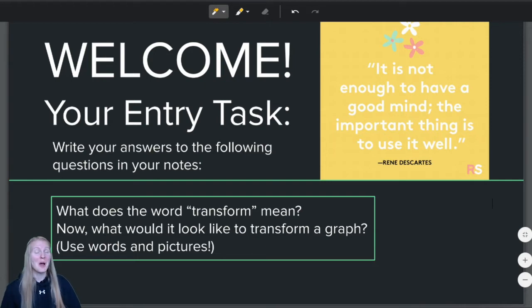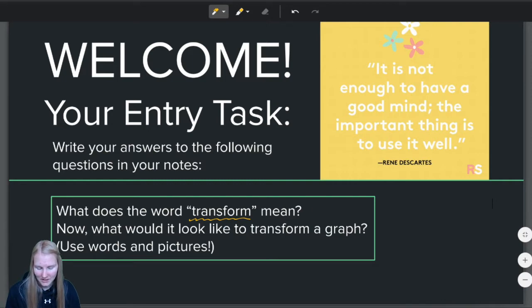You know what to do. Pause the video, answer these problems in your notes, and then unpause, and we'll talk about them together. So, the first question asks, what does the word transform mean? In a non-math context, what does the word transform mean? What does it mean to transform a picture? What does it mean when a tadpole transforms into a frog? What does it mean to transform?